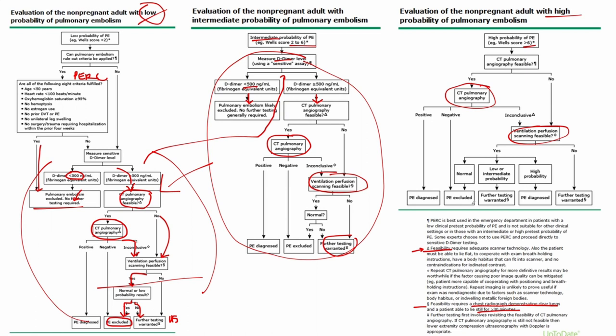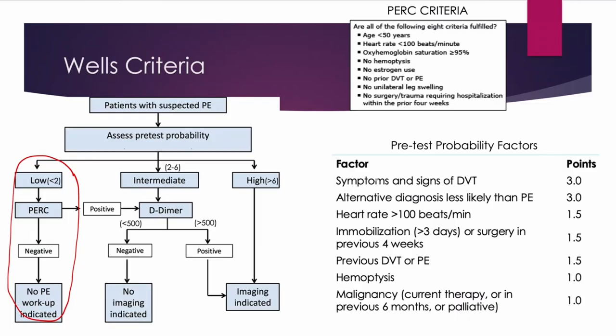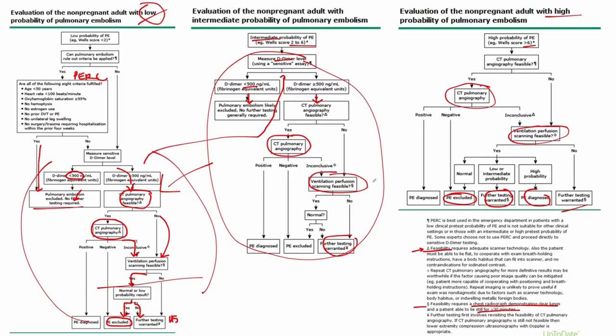The only thing with this is that you have to consider the VQ scan a little bit more. You have to continue for further testing here if there's an intermediate or low probability that it is PE. High probability, we diagnose it. Low probability, normal, we exclude it. And then there's the further tests. I hope this makes sense. It's just kind of reinforcing this more simplified chart. I think it's still simple. It's just a few more steps involved.